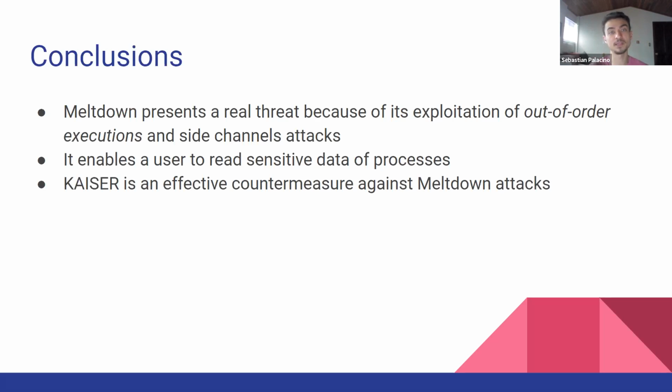Kaiser must be implemented in all major operating systems because Meltdown affects all of them: Linux, Mac, Windows. In the article, you can see that the effect on these major operating systems varies depending on each, but there is a problem with the three big ones. So Kaiser must be implemented as soon as possible.